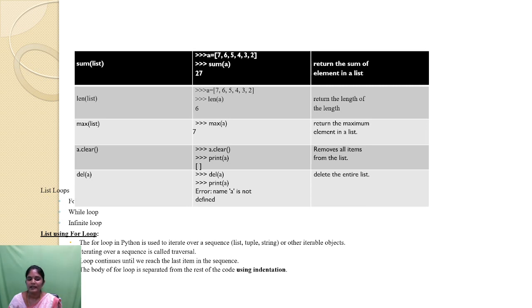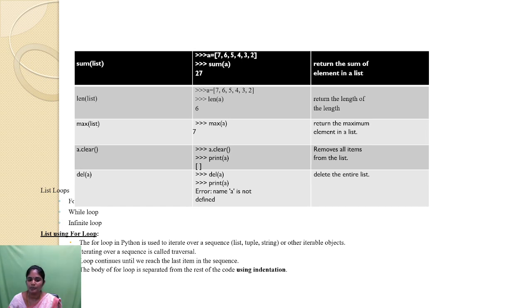Next, len. Len is how many elements are present in a particular list. We are using the len function. Here I included the A list as 7, 6, 5, 4, 3, 2, 1. Then len of A, the answer will produce 6.